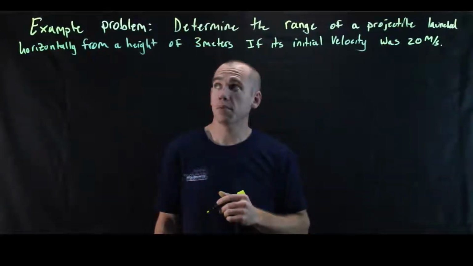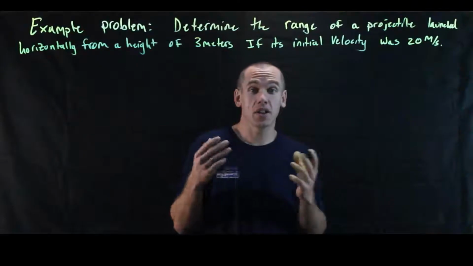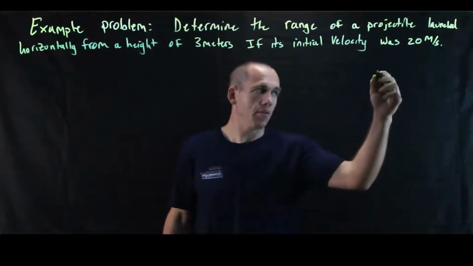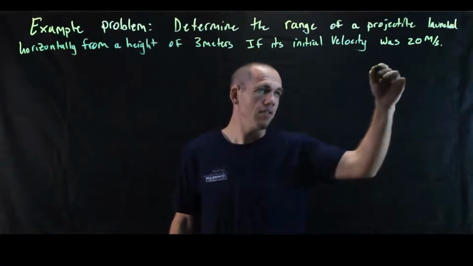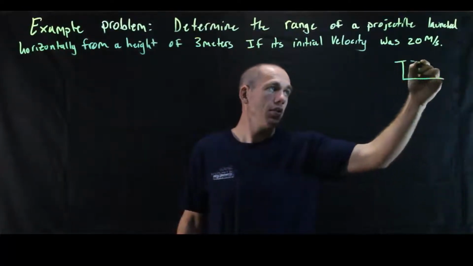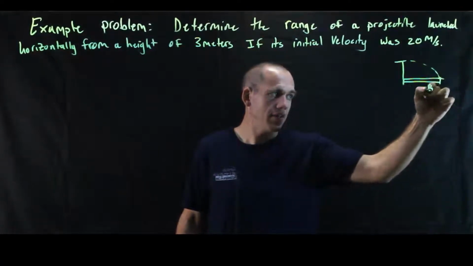Let's solve an example problem that involves a projectile launched horizontally. So this says determine the range, that is how far an object lands from its base point. So essentially the range is just the horizontal distance traveled. So if I had something that was at the top of a cliff and I threw it this way and it landed on the ground, the distance from here to here, that's the range.